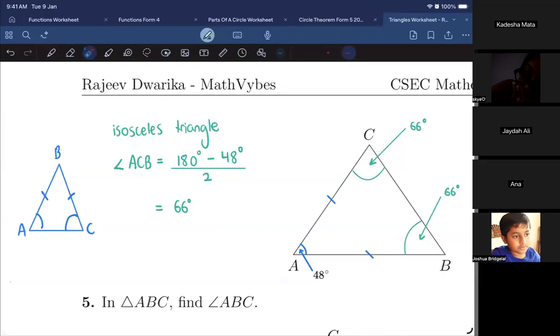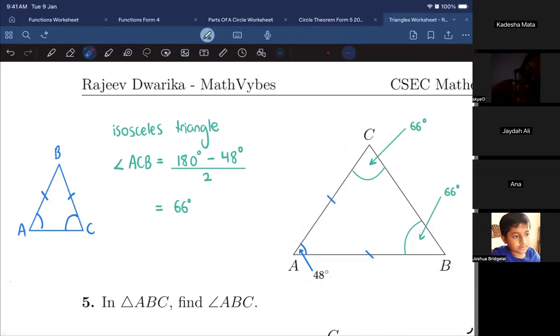No, sides. So a side would be like AC. BC would be a side. So what sides are equal in this diagram? AC and what? AB, right. AC and AB, because they have a dash, right?